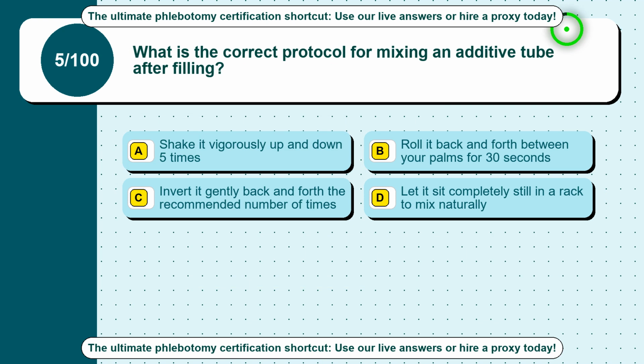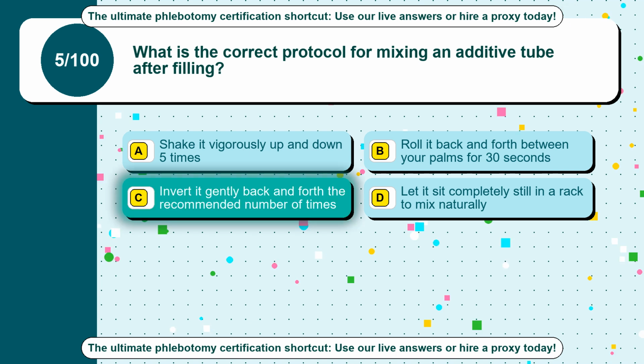Question 5. What is the correct protocol for mixing an additive tube after filling? Option A. Shake it vigorously up and down 5 times. Option B. Roll it back and forth between your palms for 30 seconds. Option C. Invert it gently back and forth the recommended number of times. Option D. Let it sit completely still in a rack to mix naturally. The correct answer is option C.